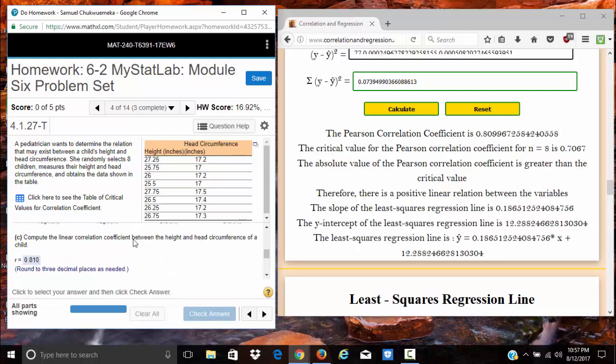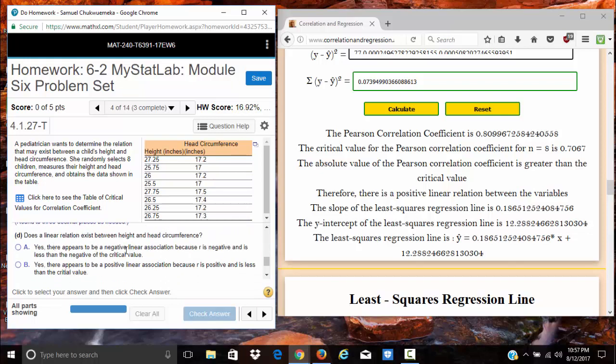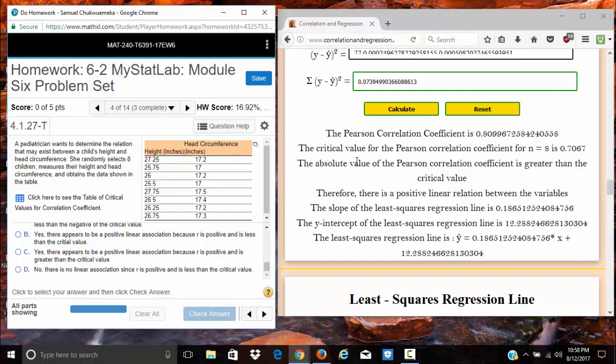Then it says, does a linear relation exist between height and head circumference? Yes. Therefore, there is a positive linear relation, because R is positive and R is greater than the critical value. If you read this here, you will see what I'm talking about. R is positive, R is greater than the critical value, so there exists a positive linear relation. Okay, and that is C.